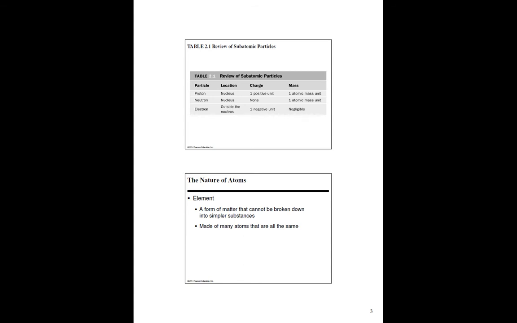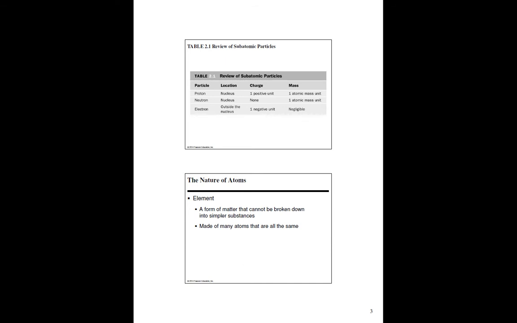So the proton has a mass of 1 atomic unit, the neutron has a mass of 1 atomic unit, and if I add those together, and there's only one of each of these particles, I would say the atomic mass of this atom would be 2, because it has 1 proton, 1 neutron. And then the electron is so tiny that it doesn't really have a measurable mass. It does have a mass, but it's such a small number that it really doesn't contribute to the overall mass of the atom.